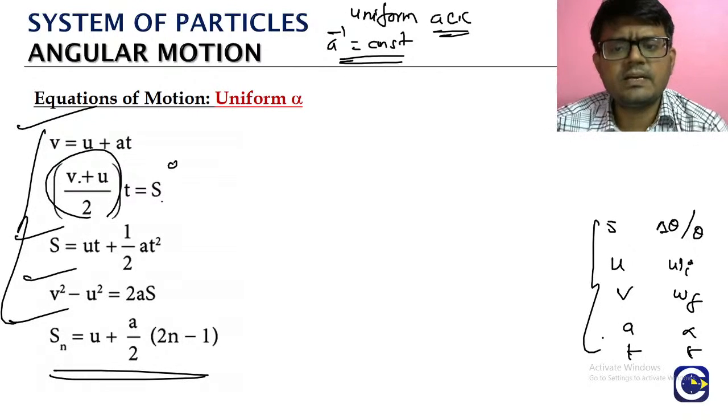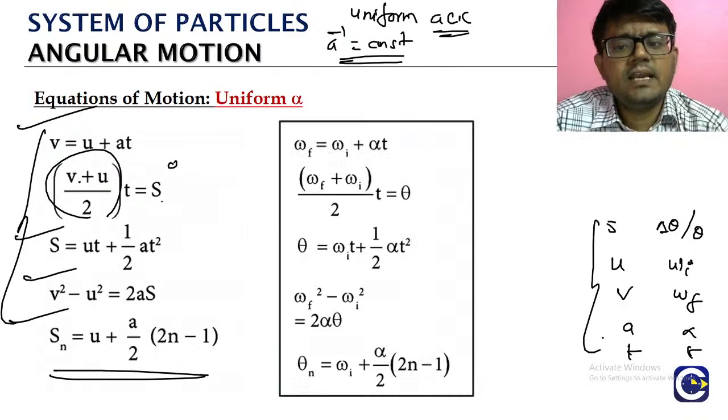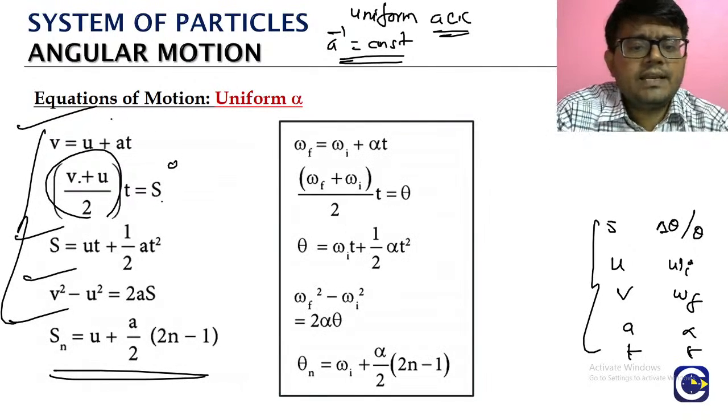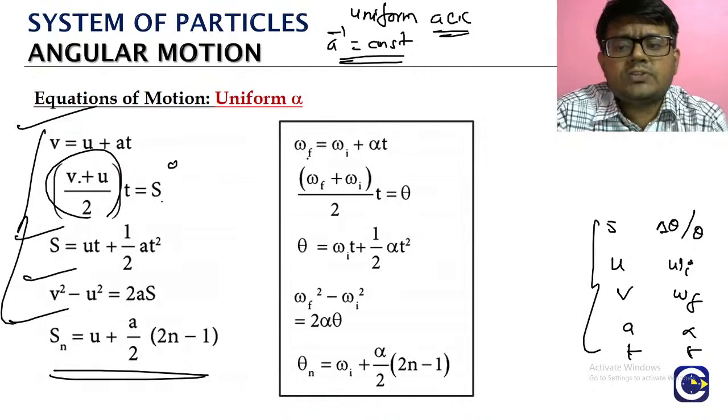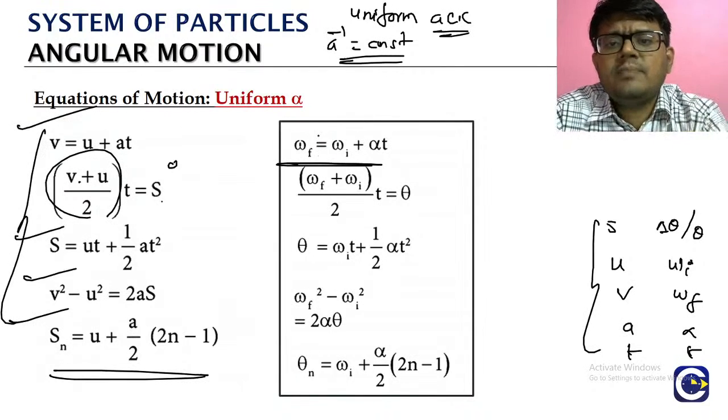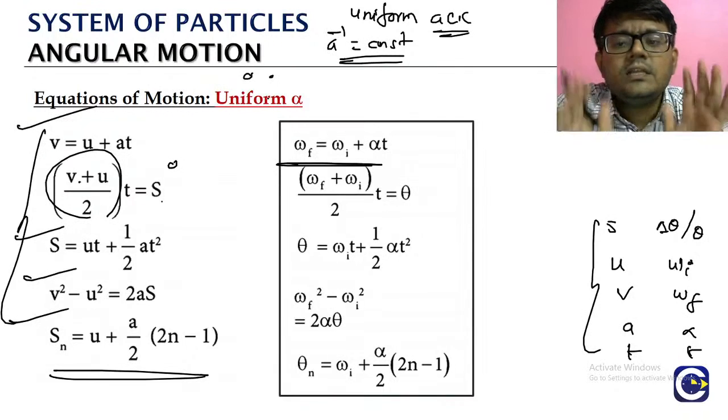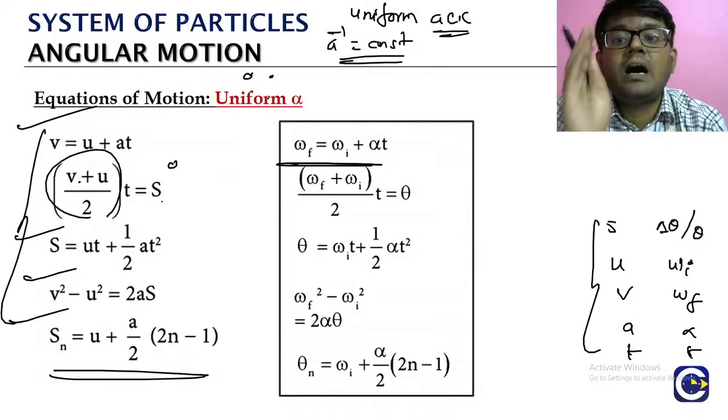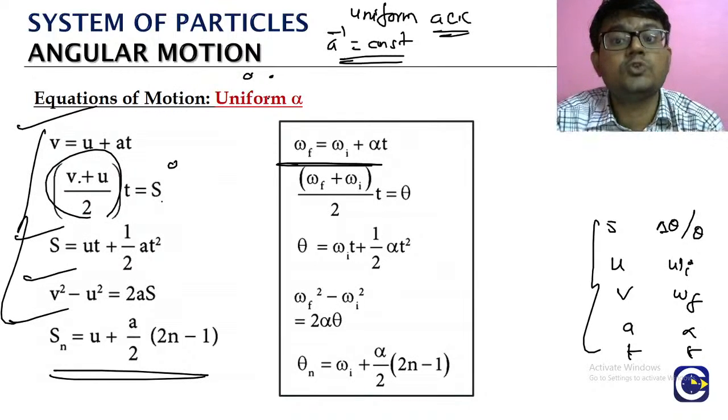Derivations are fine, but we are going to get exactly similar relations. What will be the relations? Earlier we had v is equal to u plus at, right? So here, omega final will be equal to omega initial plus alpha t. But one thing: this will be only for uniform alpha. Only in that case can we use this result.